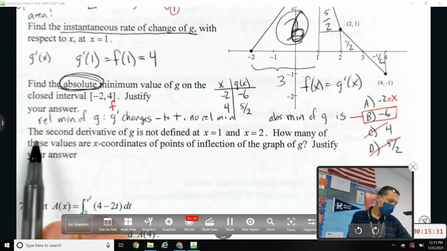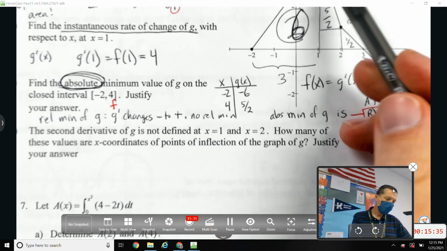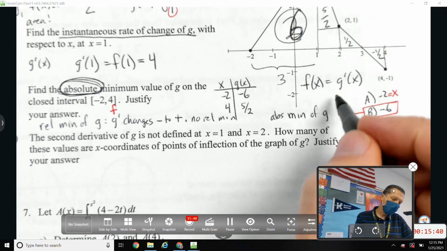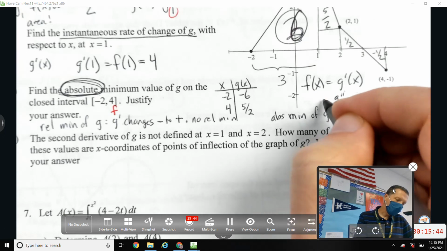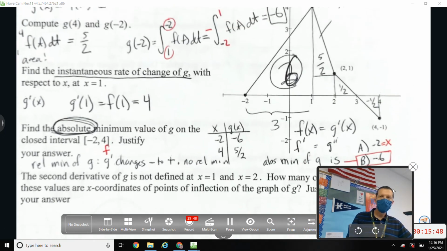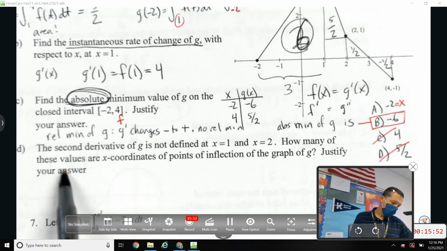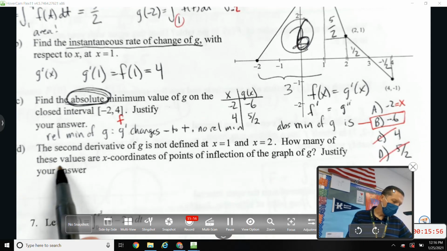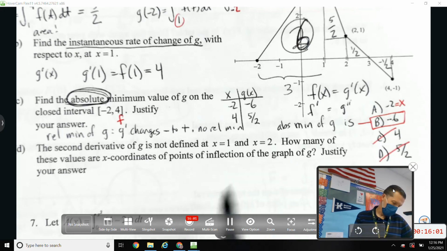Part D, the second derivative of g is not defined at x equals 1 and x equals 2. Right, because those are sharp points. And the second derivative of g is equal to the first derivative of f. So there are sharp points at 1 and 2. So yeah, we know this. The second derivative of g is not defined. How many of these values are x-coordinates of points of inflection of g? Justify your answer.